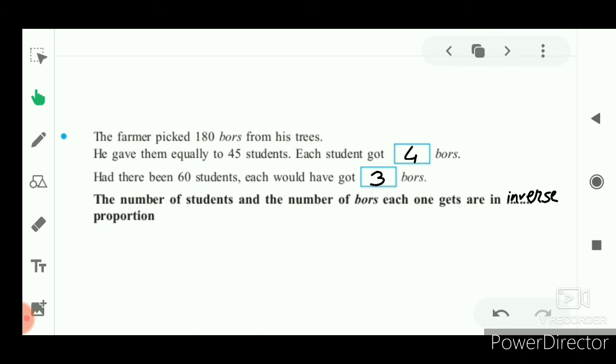Then each student will get 3 boards. So as the number of students increases, the number of boards that each student gets decreases. So these are in inverse proportion, right?